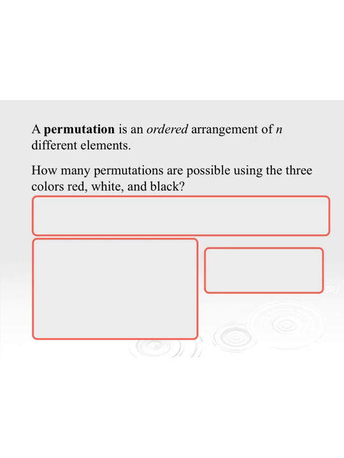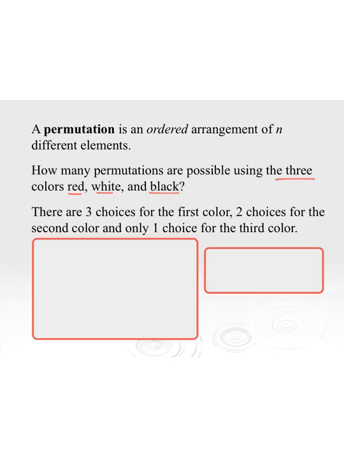So our question then is, how many permutations are possible if you have three different colors, red, white, and black? Because it's a permutation and we know the order matters, we can't repeat colors. So I can't have any option where all three colors are the same. So to finish answering this question, we have three choices for our first color, any of the three colors, two choices for the second because we can't repeat one we've already used, and then only one choice for our third.